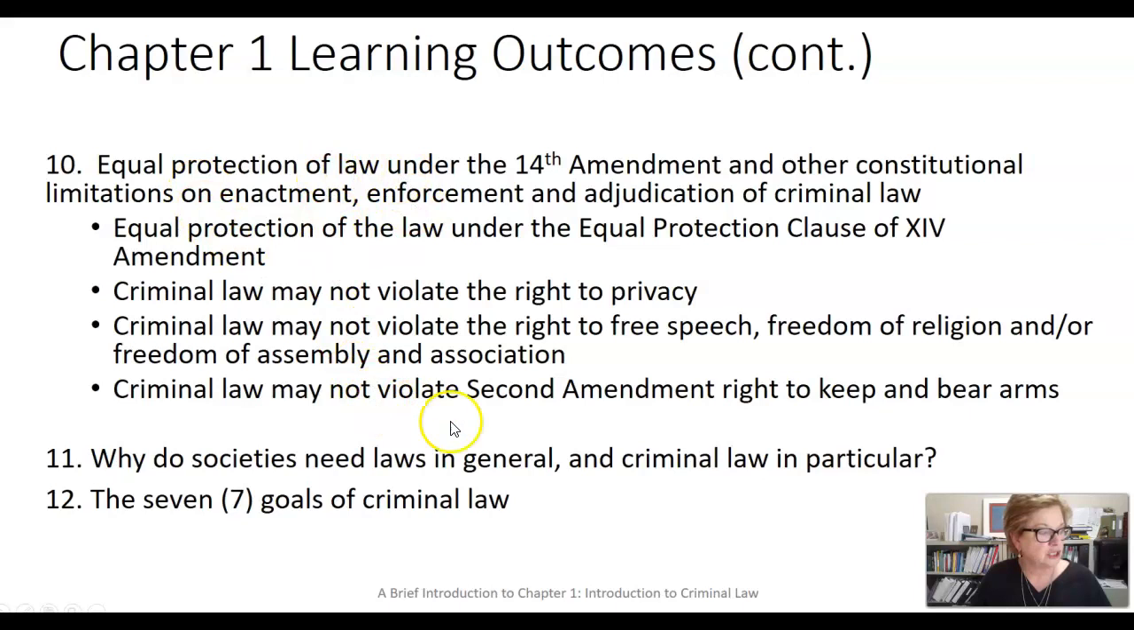and that would fall under equal protection. We then will turn to why do we need laws? Why are they important? And why is criminal law in particular something that we really need to even worry about? Obviously, as criminal justice or law and society majors, this is an important question for you.